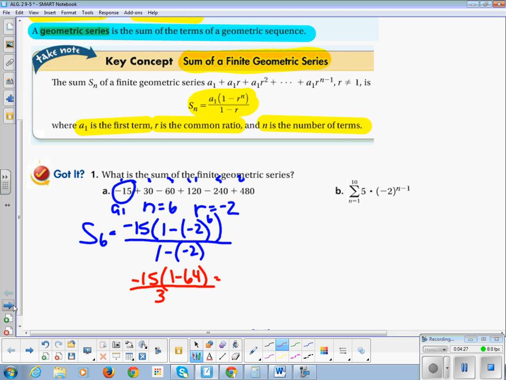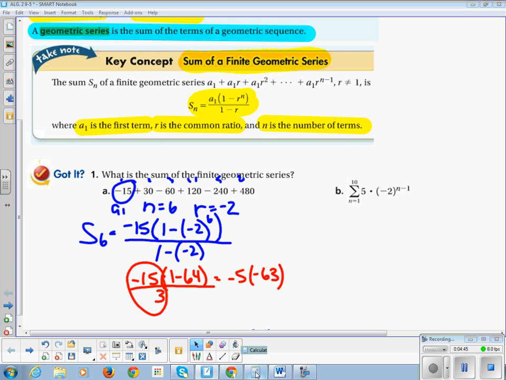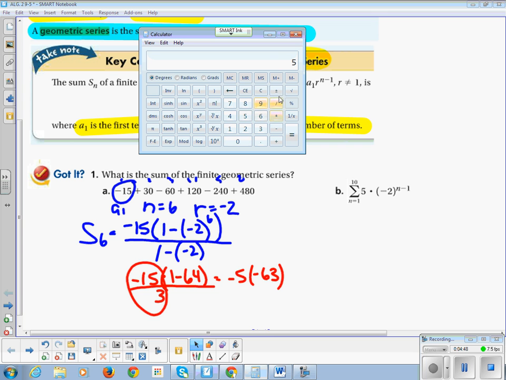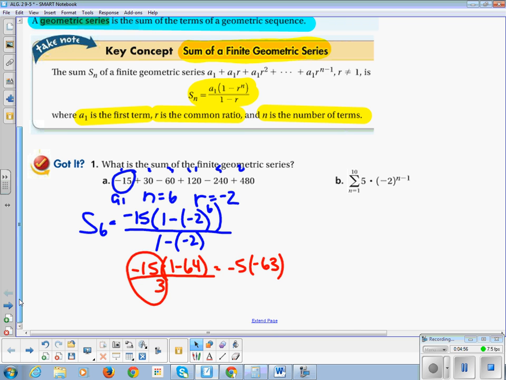Keep simplifying it down. I can actually do -15 divided by 3. I can do this math right away, so I know what that is. And then 1 minus 64 is -63. And then it's just a calculator job. Sorry, I'm not smart enough to do that in my head. 315. So the answer to this question is 315. That's it.